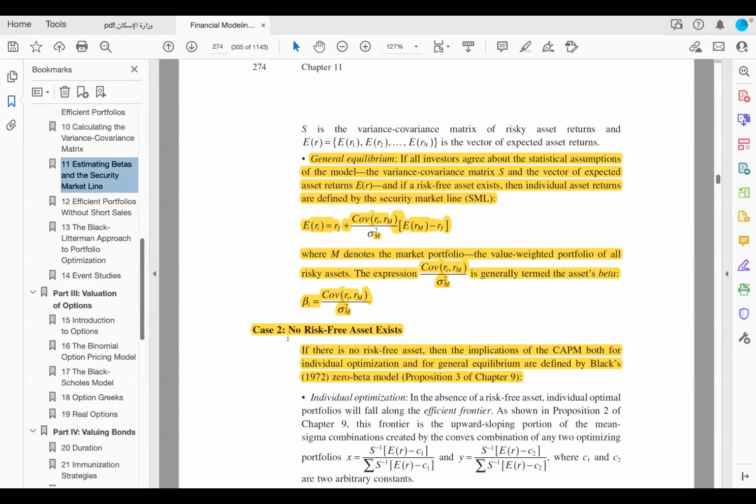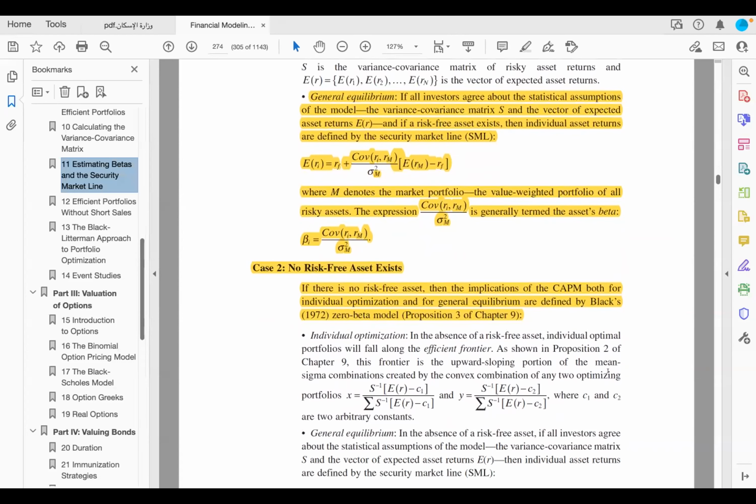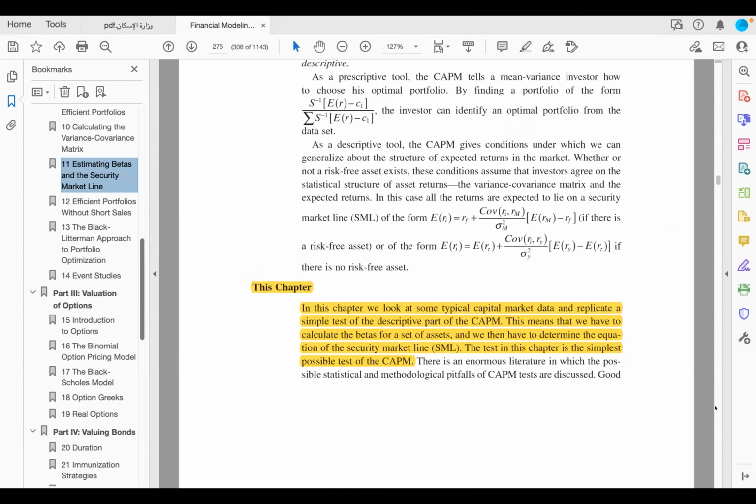Now, case 2, so we'll skip it. We just focus on the case where we have a risk-free asset. Now, in this chapter, we look at some typical capital market data and replicate a simple test of the descriptive part of the CAPM. This means that we have to calculate the betas for a set of assets, and we then have to determine the equation of the security market line. The test in this chapter is the simplest possible test of the CAPM. So now we use the SML to test the validity of the CAPM.